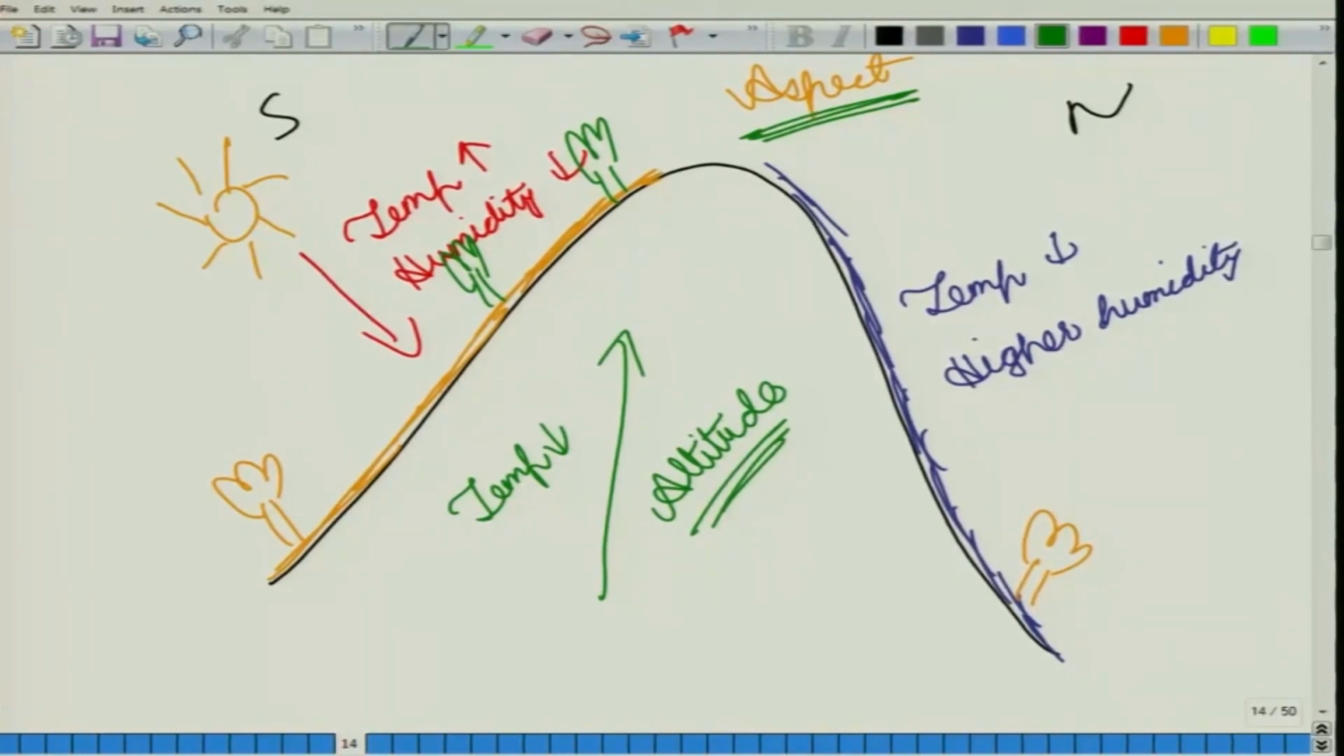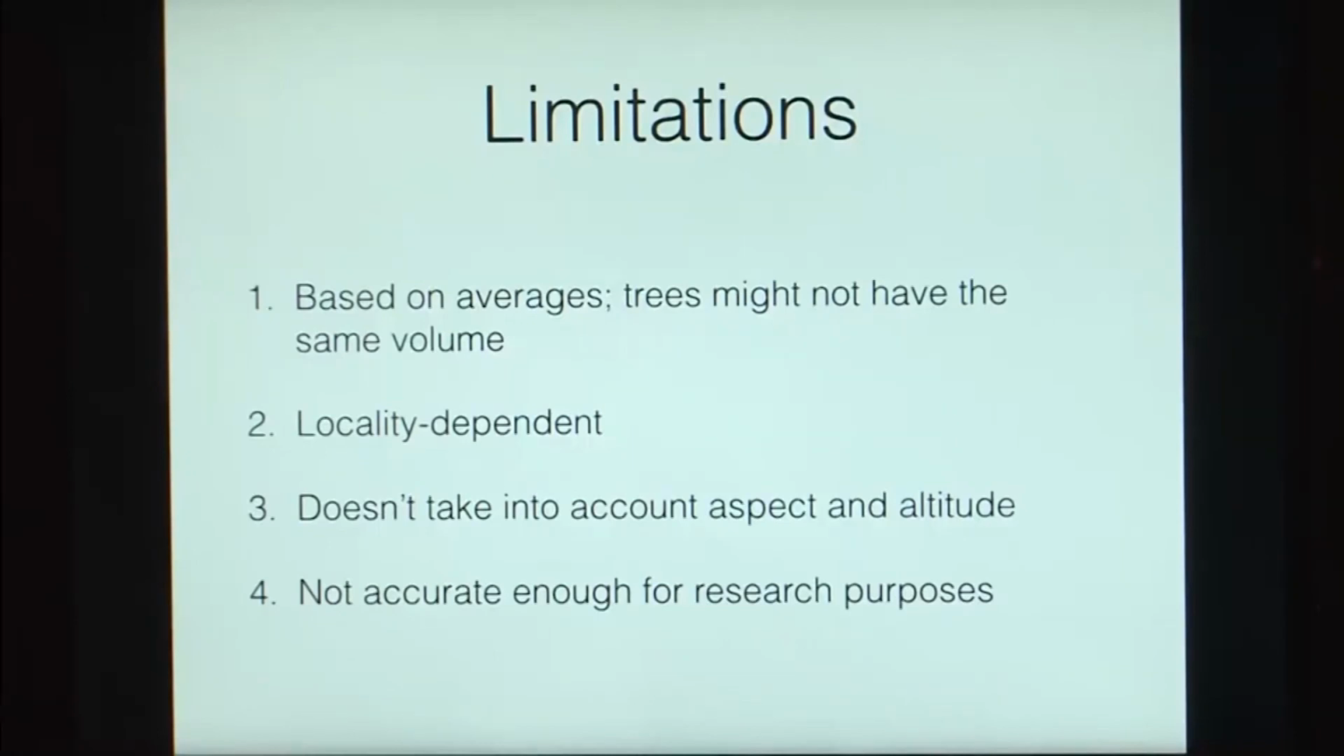So, coming back to the slide, they are not accurate enough for research purposes, because remember we have only taken our typical trees and averaged out values. So, these are some limitations of the general and the local volume tables, but that being said, they play a very important role in field forestry, because they permit us to get some computational values quickly and with ease, without the need of many instruments.